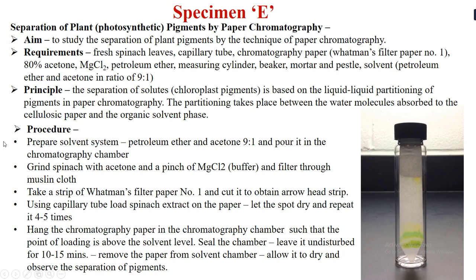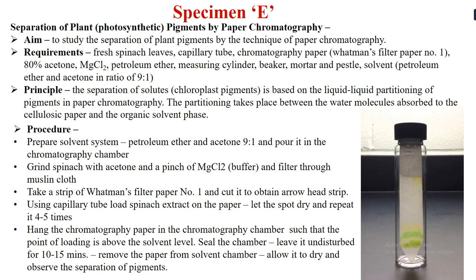phase. Coming to the procedure of this experiment, the first thing that you have to do is prepare the solvent system. For the solvent system, you have to take a ratio of 9:1 of petroleum ether and acetone respectively and add it into the chromatography chamber. So students, this is the chromatography chamber. After this, you have to take some spinach leaves, and in a mortar and pestle, you have to add a little acetone to it and a pinch of magnesium chloride, which acts as a buffer, and you have to grind it. After grinding, you have to filter it with a muslin cloth.